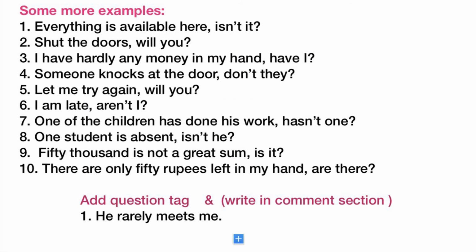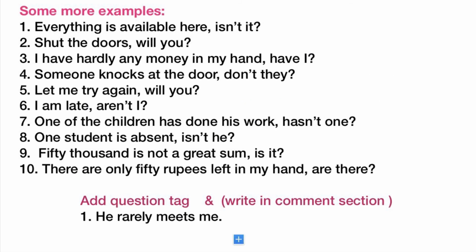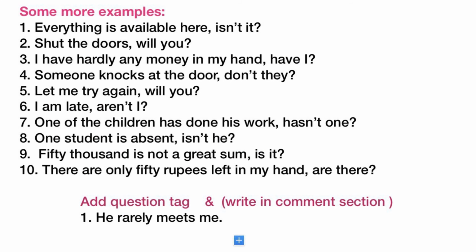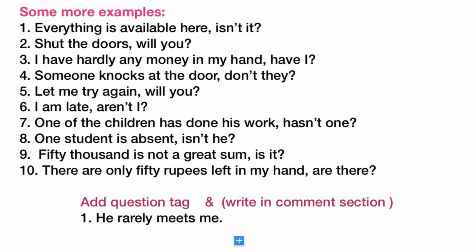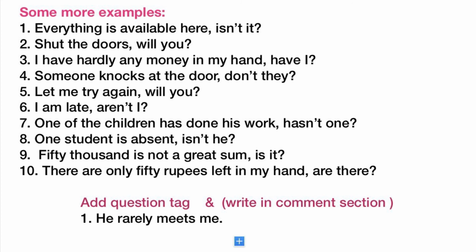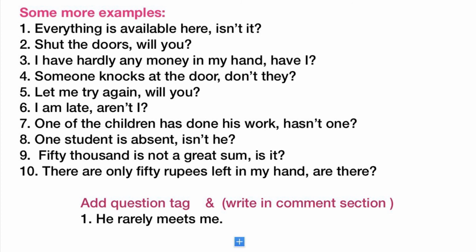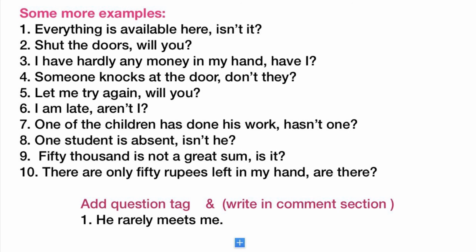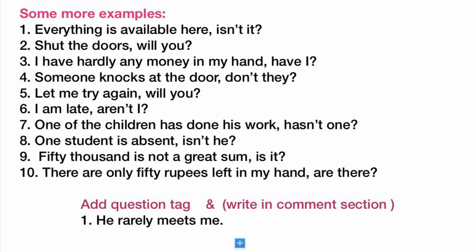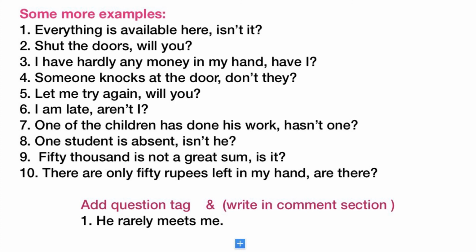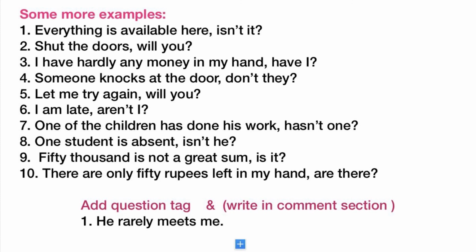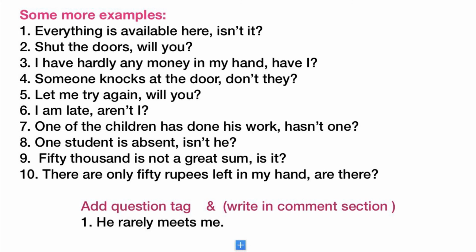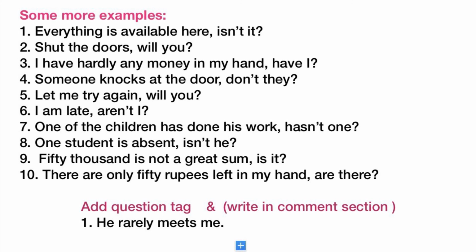Now guys, this is revision exercise. Let's revise our today's lesson considering these examples. First one is, everything is available here, isn't it? Shut the doors. Will you? I have hardly any money in my hand. Have I? Hardly is negative word. That's why question tag is positive. Someone knocks at the door, don't they? Let me try again, will you?